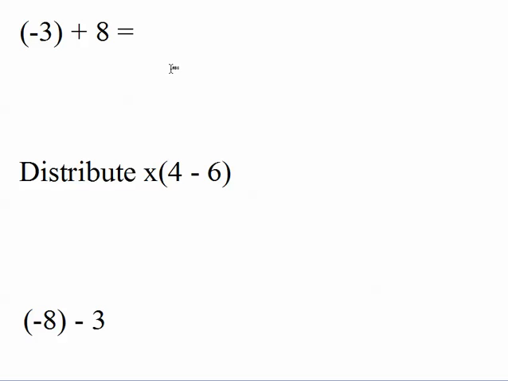This is the review for your test on Monday. Here are the answers to the questions I posted earlier.